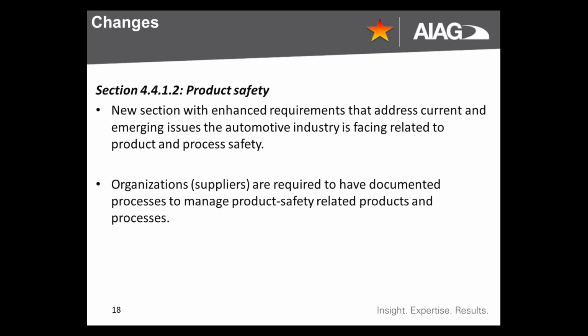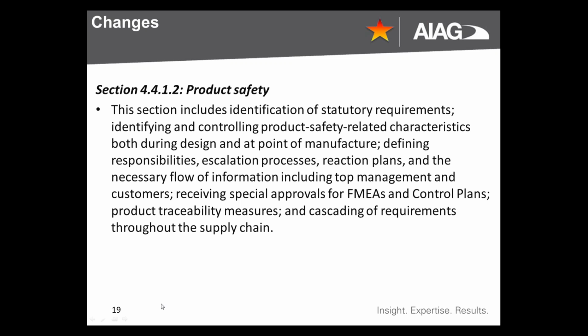Organizations are required to have documented processes to manage product safety related products and processes. Documented process could mean a lot of things. It could mean a procedure. It could mean a flow chart. It could mean a computer program. It could mean FMEAs, a lot of different tools, but there has to be something in writing, a documented process.